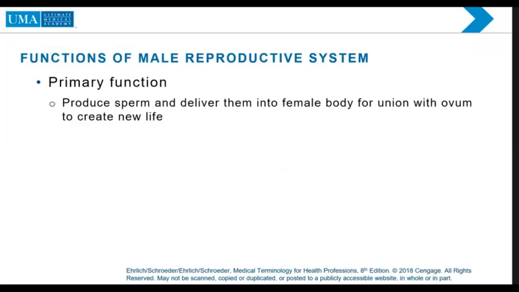For the male, the primary function of the male reproductive system is to produce sperm and deliver them into the female body for union with the ovum to create new life.